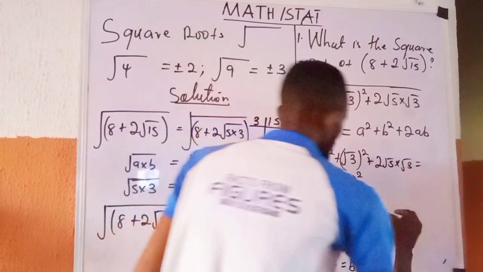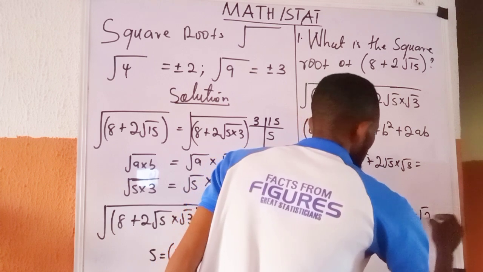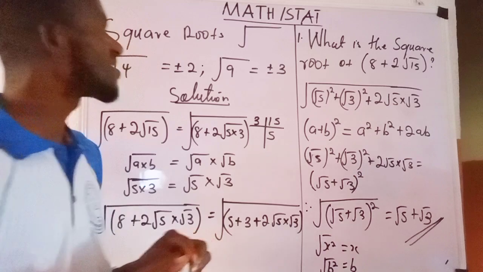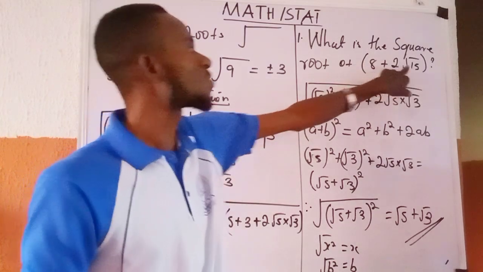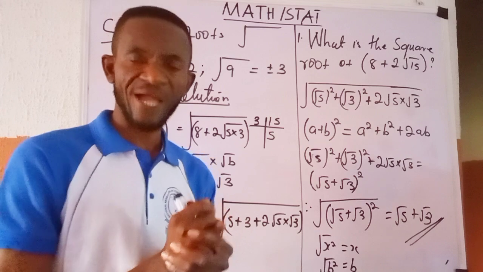So the answer is going to be what? Root 5 plus root 3. And this becomes the answer of you getting the square root of 8 plus 2 root 15. You see how this problem can be tackled.